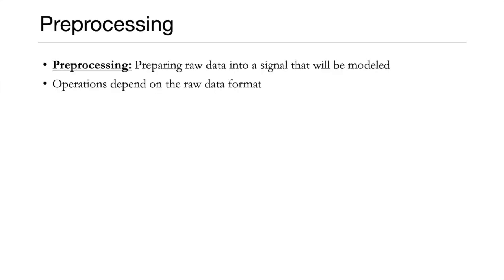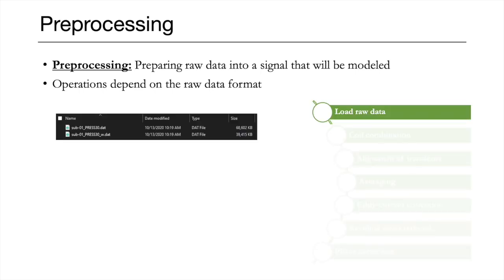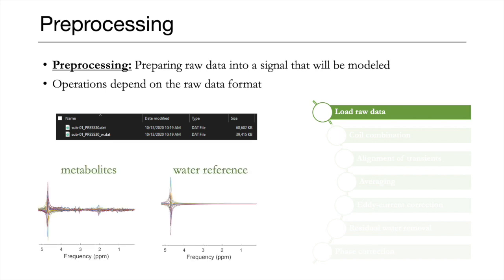As mentioned before, pre-processing means all steps to prepare the raw data into a signal that will be modeled. We will walk through the typical steps now. Depending on the file format, some of these may have been carried out by the scanner software before export. The first step is to load the data into a software workspace, and we'll get to software solutions later. Here we have two files, a metabolite dataset and a water reference dataset from the same acquisition with the same echo time. You see signals from different receiver channels with different amplitudes and phases. The first step is the coil combination, where these signals are added according to amplitude weighting and phased appropriately. These factors are often determined from the water reference.